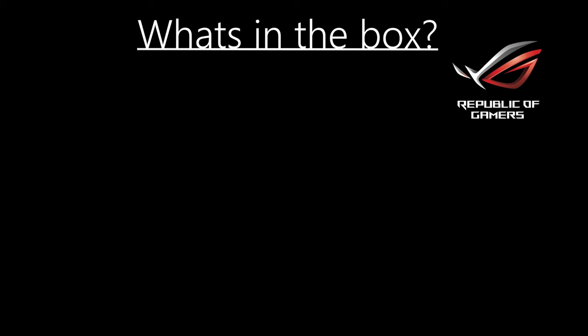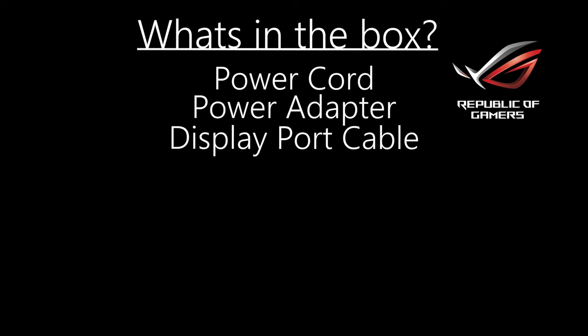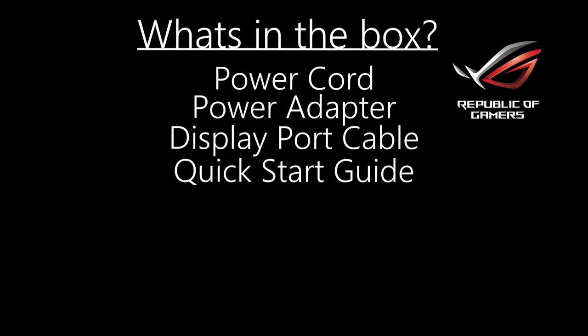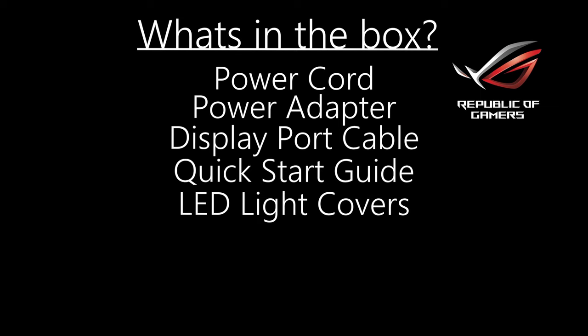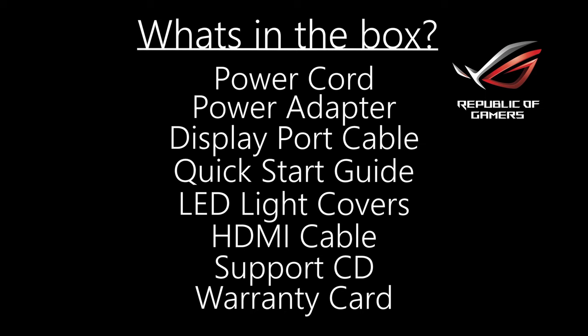So what comes in the box is actually very handy. What comes in the box is the power cord, the power adapter, DisplayPort cable, quick start guide, the LED light covers, which I'll talk about later in the video, the HDMI cable, which is useful, support CD, and a warranty card.